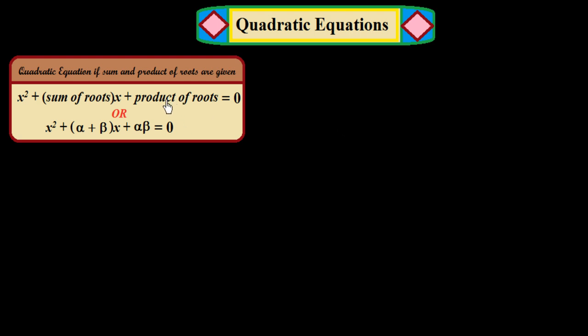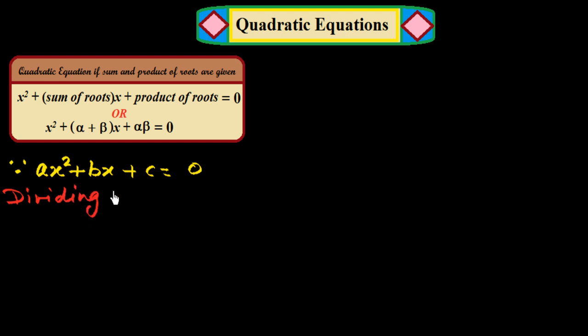Now we see how we get this formula for the equation. We know that the general form of a quadratic equation is ax square plus bx plus c is equal to 0. First of all, we have to remove this a, the coefficient of x square, from this equation. So for this, we have to divide the whole equation by a.